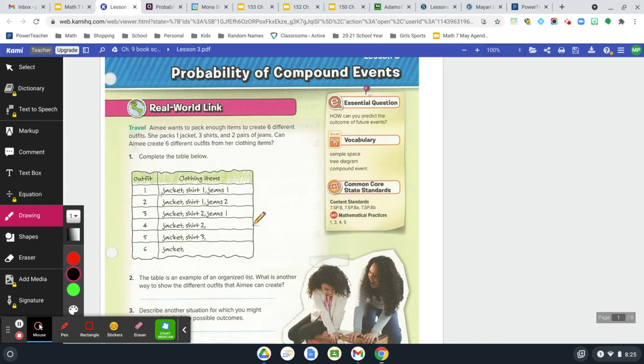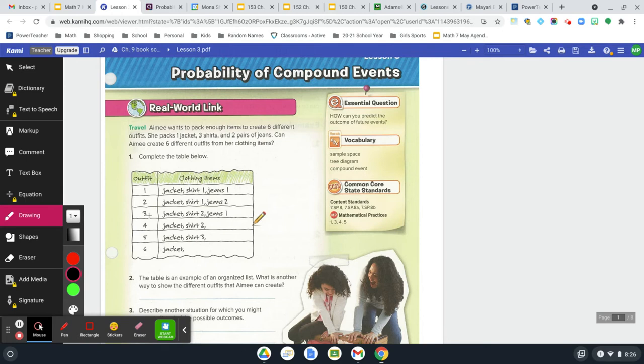So outfit number 1, she's got her 1 jacket that she's packed. Now she's packed 3 shirts. So this is saying that she can wear shirt number 1 with the jacket. And then remember, she packed 2 pairs of jeans. So this is saying she can wear the first pair of jeans with this outfit. So the jacket, shirt number 1, jeans number 1. Her second outfit, she can wear that jacket again because remember, she only packed 1 jacket. She can also wear shirt number 1, but then she can wear that with the second pair of jeans, jeans number 2. So there's her second outfit, jacket, shirt 1, jeans 2.